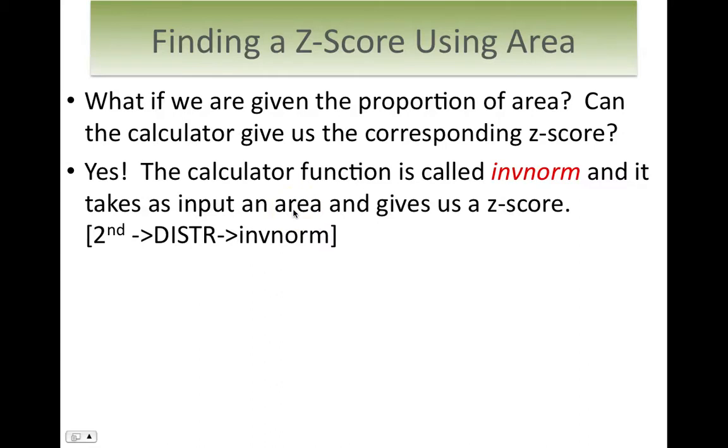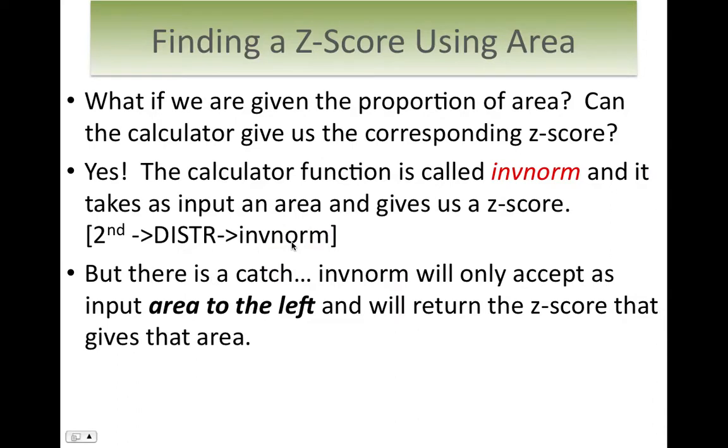We find invNorm in the same location as we find normal CDF. Second DISTR, we're going to go to invNorm. But there is a catch with invNorm. It will only accept as input area to the left, and it will return the z-score that gives that area. So here's what we mean by that.